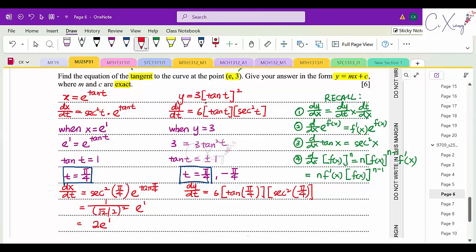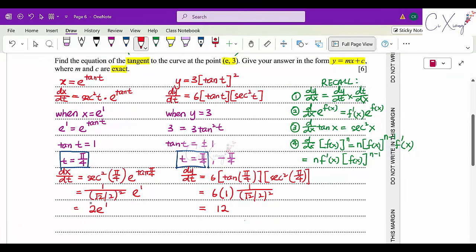So what do I have here? Again, I'm having 6 multiplied with 1. Then secant squared pi over 4 again is 1 over cos squared. So I'm having 1 over square root 2 over 2, then squared. So this part you'll get 2, multiply with 6, you'll get 12. Then after you get the values of dx/dt and dy/dt, the next step you can try to combine them and find out the gradient of the tangent, which is dy/dx.